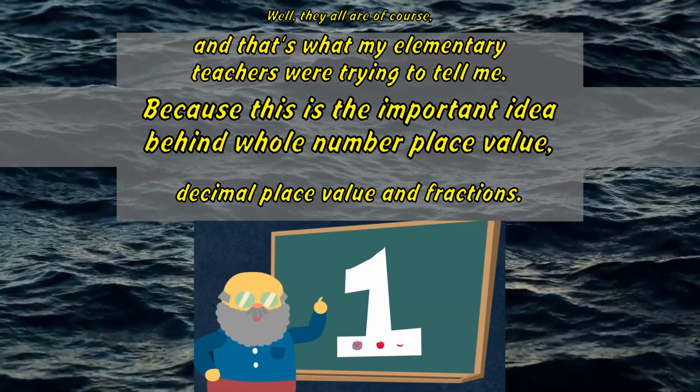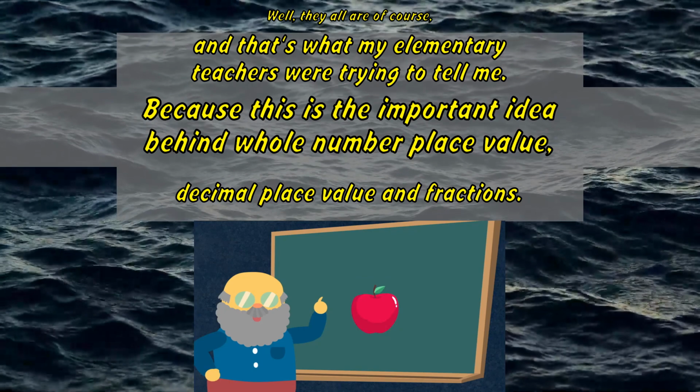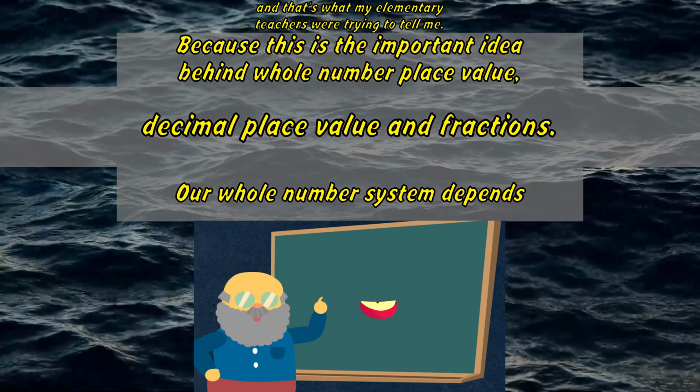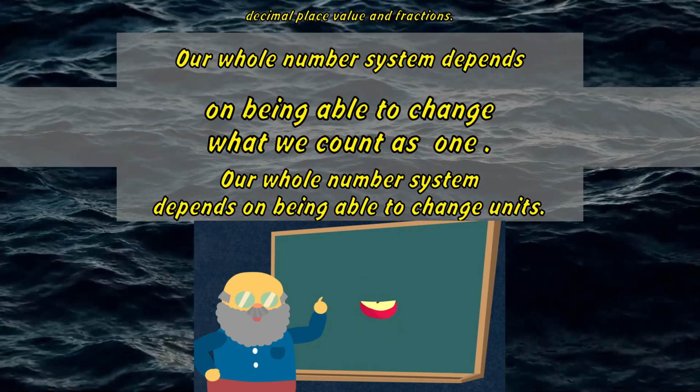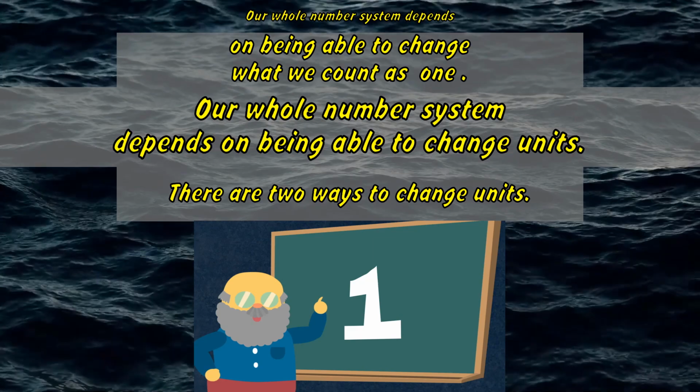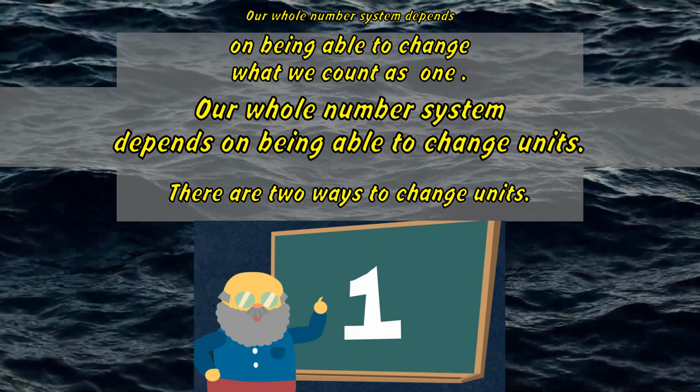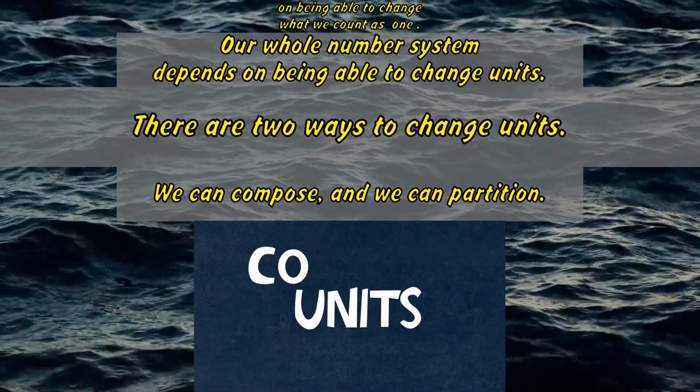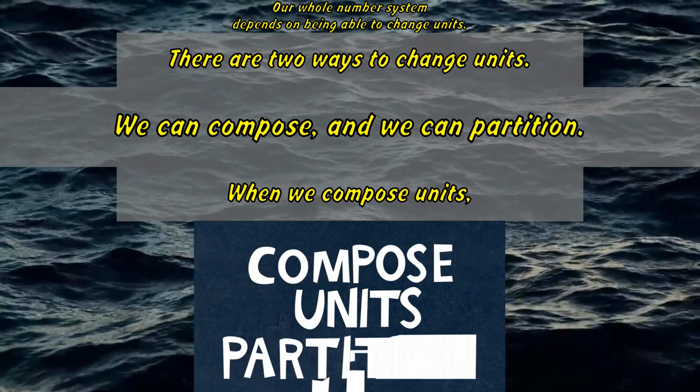Because this is the important idea behind whole number place value, decimal place value, and fractions. Our whole number system depends on being able to change what we count as 1. Our whole number system depends on being able to change units. There are two ways to change units. We can compose and we can partition.